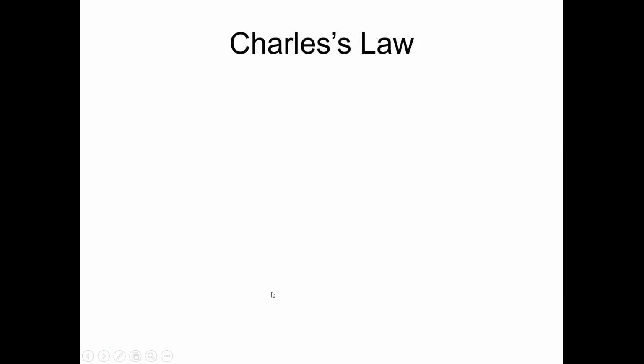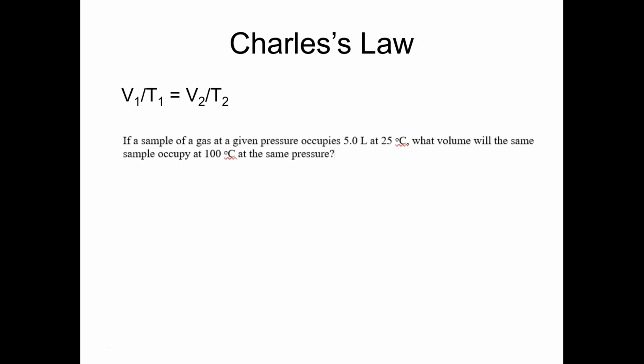Okay, how would we get a problem like that? Well, V1 over T1 is equal to V2 over T2. Here's a problem. If a sample of a gas at a given pressure occupies 5 liters at 25 degrees Celsius, what volume will the same sample occupy at 100 degrees Celsius, given that it's the same pressure? So pressure is constant, the amount of gas is constant.